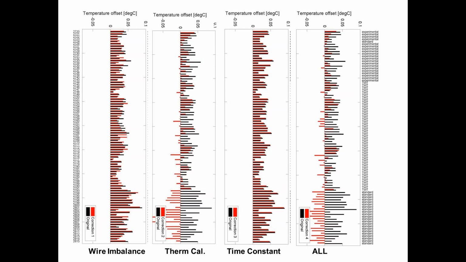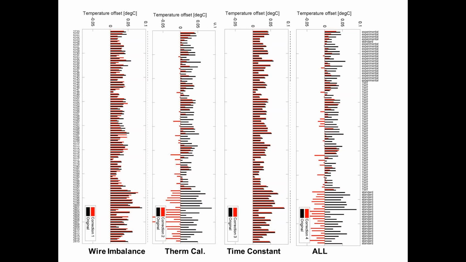So this constrained the thermistor, and this constrained the mass of the probe. So we see that initially, the black is the original errors, original temperature offset. First, you see that they are all positive offset. This is what several other works have shown, that there's generally a positive temperature offset.